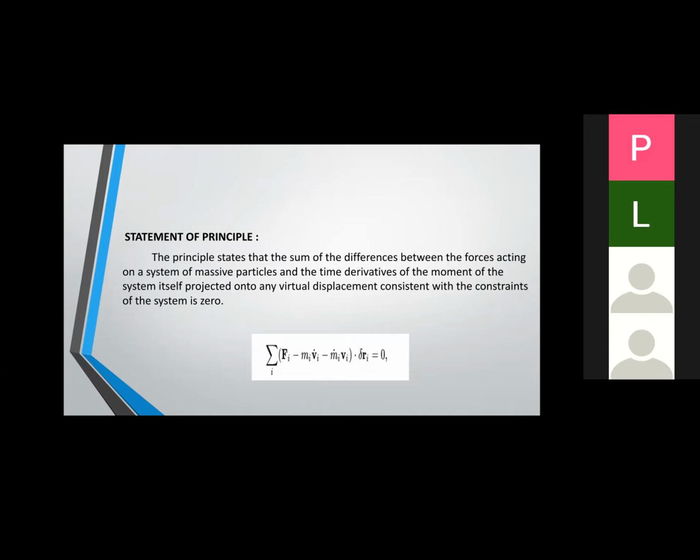the system. Fi is the total applied force. Mi is the mass of the i-th particle. Vi is the velocity of the i-th particle. The next, delta ri, is the virtual displacement of particle i consistent with the constraints.